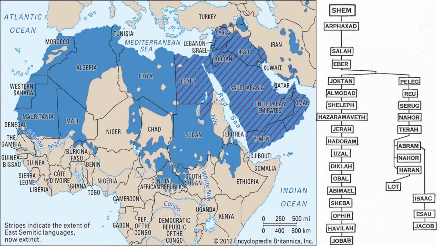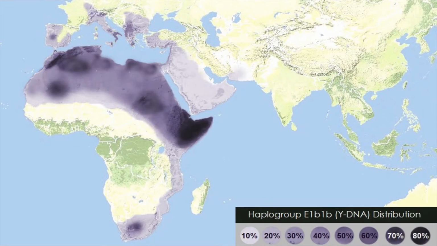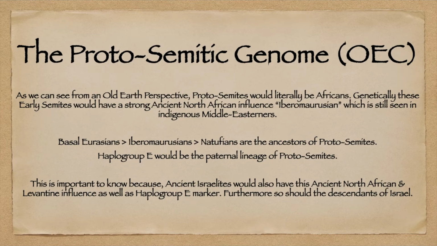And this is, of course, a map of the Semitic languages. And the map of Semitic languages perfectly overlaps with haplogroup E. And I find that to be very interesting. As we see from an old earth perspective, Proto-Semites would likely be Africans.